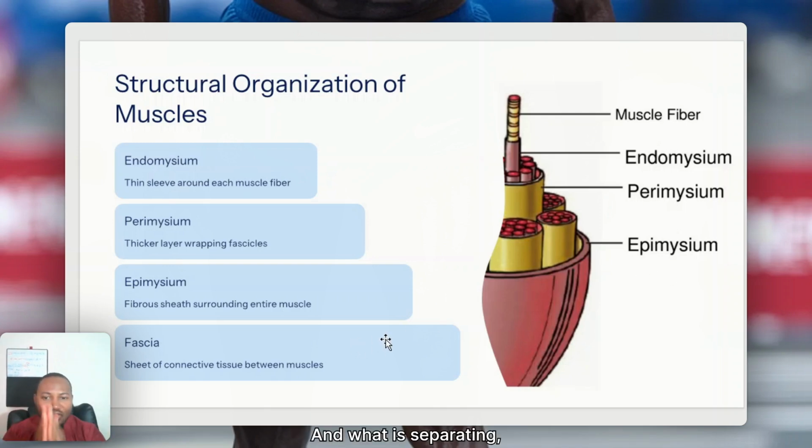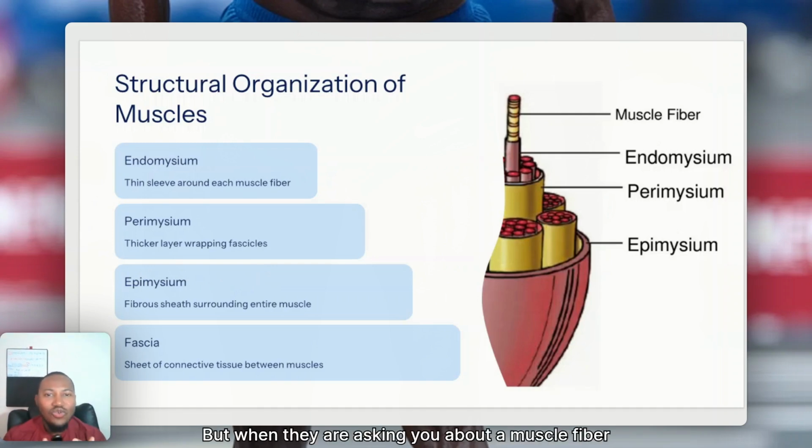And what is separating? You understand? That connective tissue that separates two muscles together is known as what? Fascia. You must know the difference between the fascia and the endomysium, the fascia and the perimysium, the fascia and the epimysium. You must know the difference because they will ask you. Remember the question I asked from the beginning? I said, a group of muscles are separated by which of the following? The answer is fascia. So muscle separated, fascia.